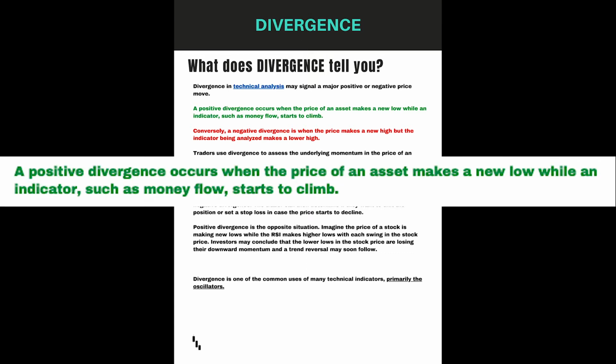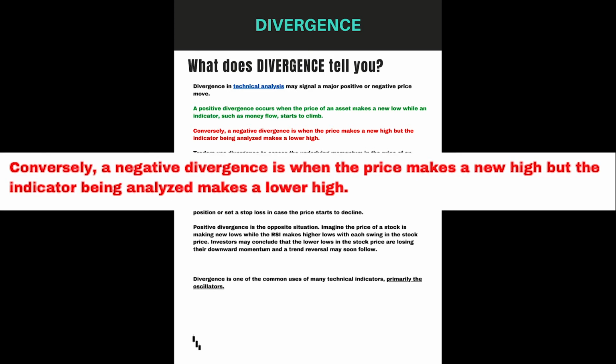A positive or bullish divergence occurs when the price of an asset makes a new low while an indicator such as the RSI starts to climb. Conversely, a negative or bearish divergence is when the price makes a new high, but the indicator being analyzed makes a brand new lower high.